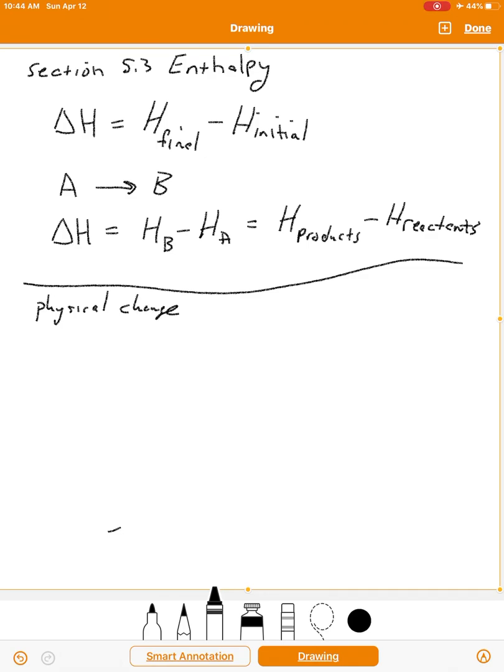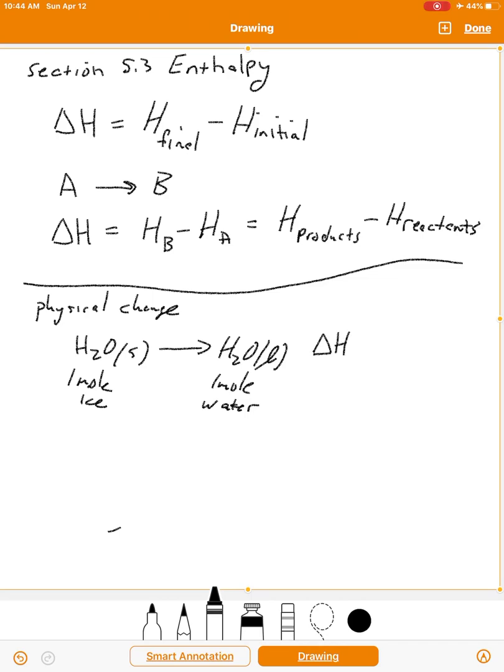And that's the melting of water. H2O solid, ice, getting converted into H2O liquid. Turns out there's an energy change associated with that process. If I take 1 mole of ice and melt it into 1 mole of water, there's an energy change associated with that.